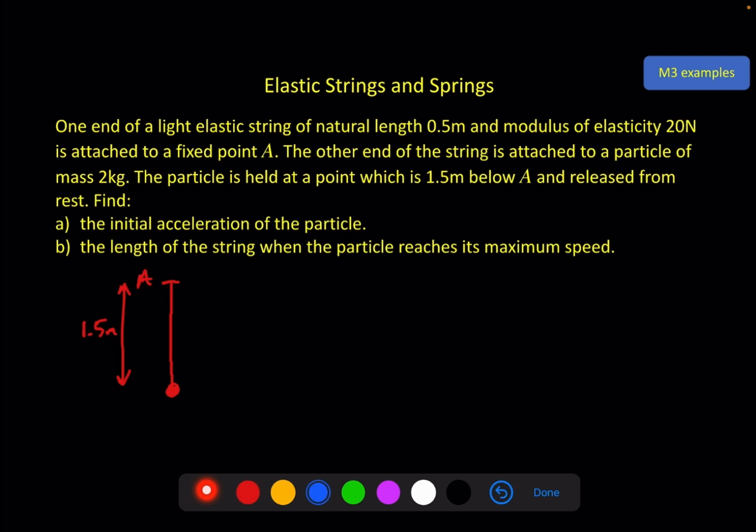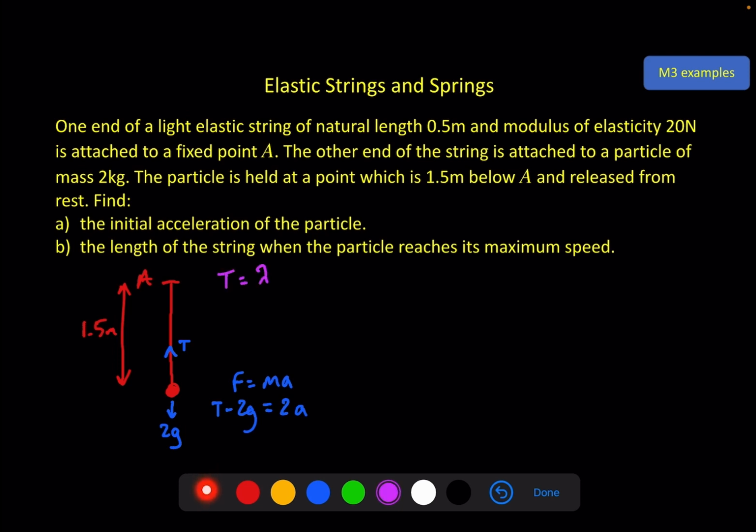Putting our forces on here, we've got the tension in the string, and we've got the weight of the particle, which is 2g. F equals ma is fairly straightforward. We've got tension minus 2g, resolving vertically, is equal to the mass 2 times a. But the problem here, and the new thing that we're doing with Hooke's law in this case, is that we don't know T yet. But obviously to find T, we just apply Hooke's law.